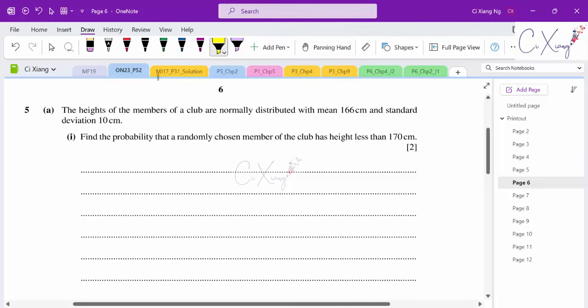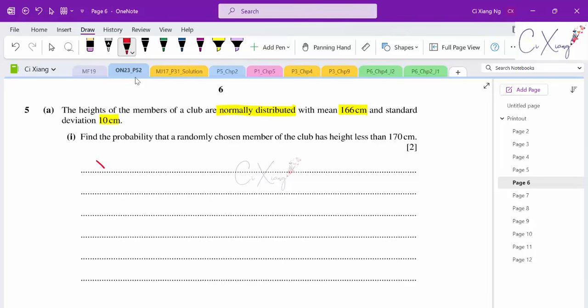Okay, so question number 5 now. They are talking about the heights of the members of the club being normally distributed, so highlight the keyword normally distributed. They give you the mean and the standard deviation. They want us to find the probability that a randomly chosen member of the club has height less than 170. First, we define x as height. It is normally distributed with mean 166, and standard deviation 10, but for this one I have to put variance, so I have to square it. Then they want us to calculate the probability of x smaller than 170.